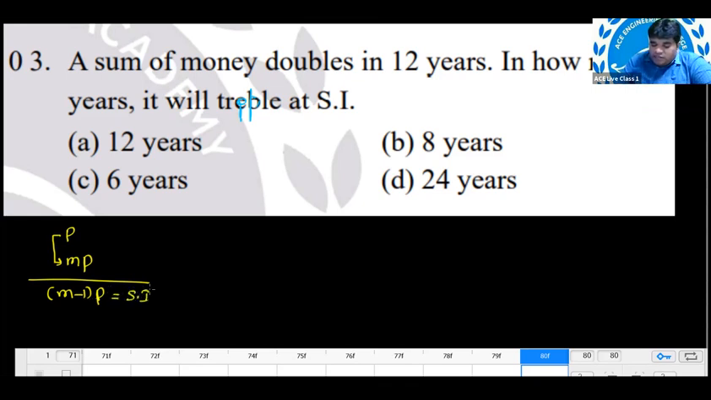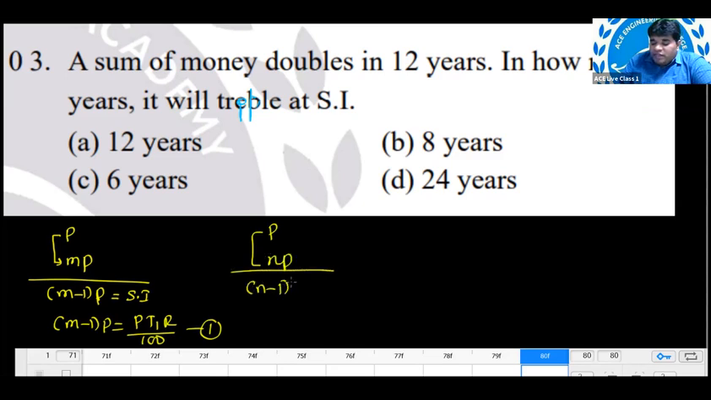This is simple interest. (M minus 1) into P is equal to the simple interest: principal, time T1, same rate R upon 100. This is called the first equation. The same principal becomes N times the principal. (N minus 1) into P is equal to P T2 R by 100. This is the second equation.